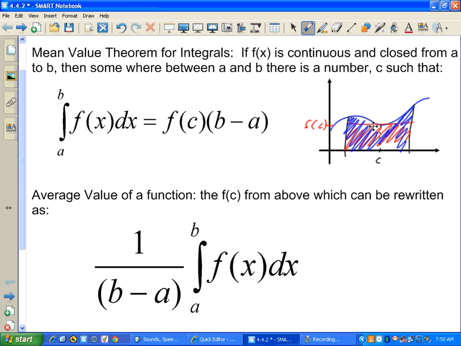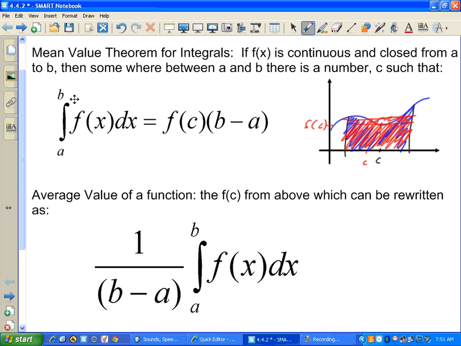Okay, so obviously I picked the wrong value of c because my area is going to be less, but they're saying that somewhere in there is a value that would give you the same. Maybe it's actually this value. Maybe this is our c that we want. Okay, so this red rectangle has the same area as the actual area under the curve. So that's what the mean value theorem states.